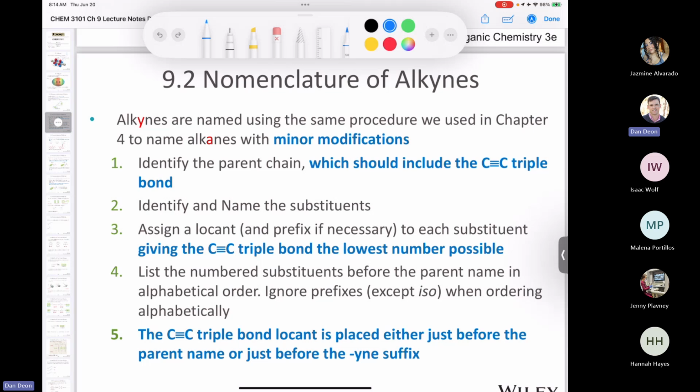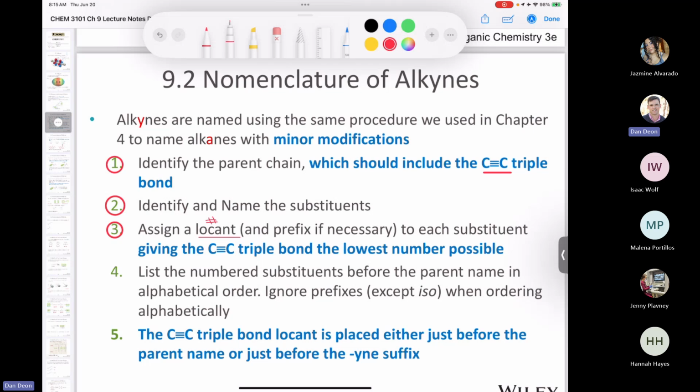So just like we saw with alkenes, the first thing we're going to do is find the longest parent chain. But it's got to contain the carbon-carbon triple bond, just like with alkenes, it had to contain the double bond. We're going to identify and name all the substituents. Do we have a chloro, a fluoro, a methyl, an isopropyl, et cetera? We give a locant. Remember, a locant is just a fancy name for a number. So don't get intimidated by locant. It's just a number and a prefix if necessary, right? 2,2-dimethyl, or 4-isopropyl or something like that. We have to give a locant, a number, and a prefix when we need to, di, tri, tetra, etc., for every substituent.